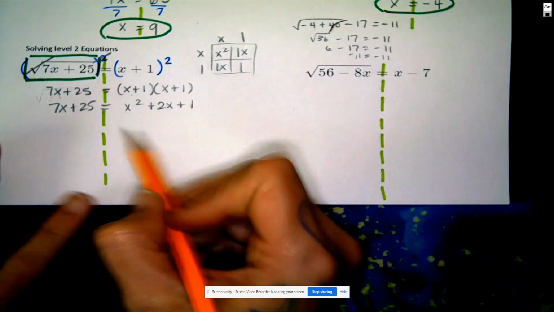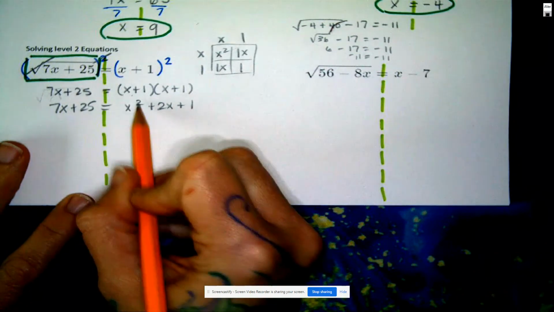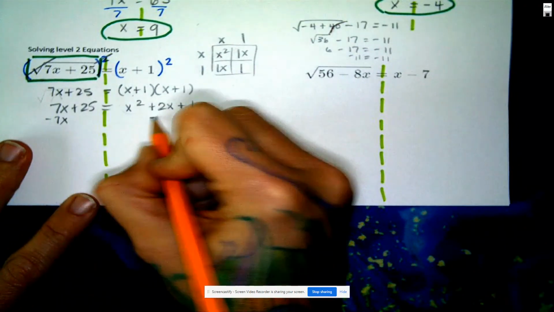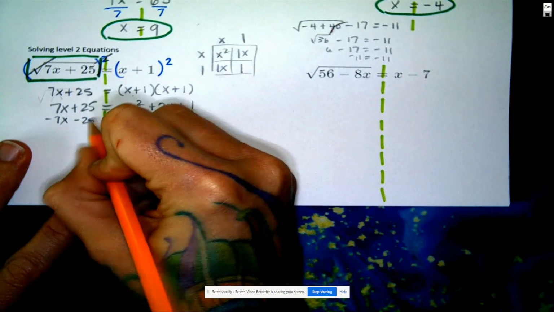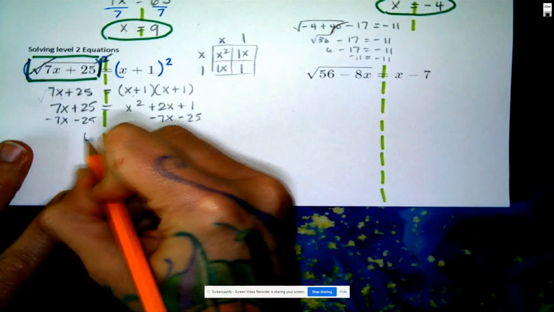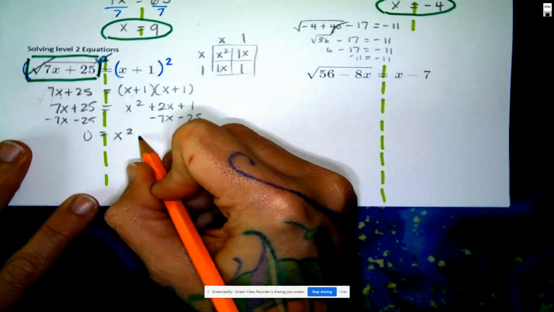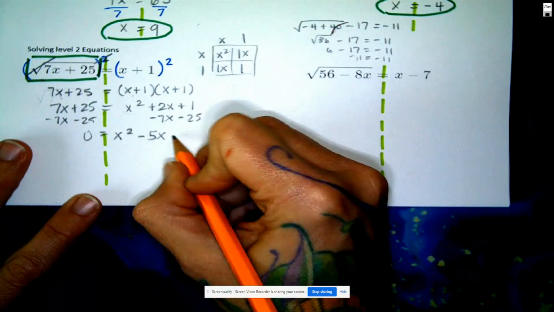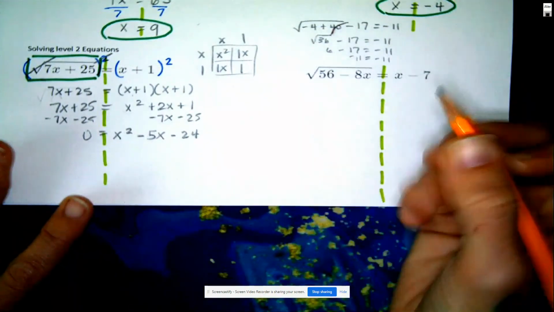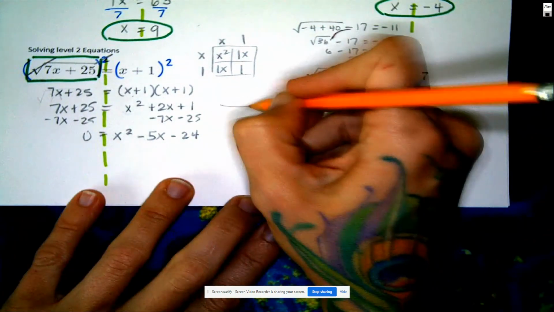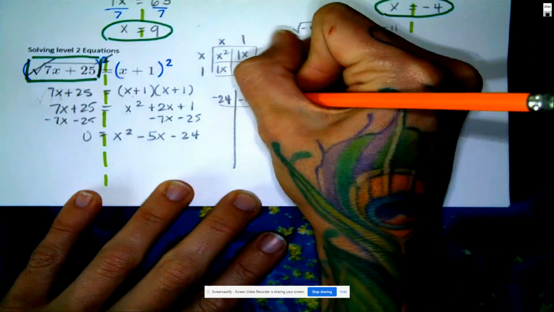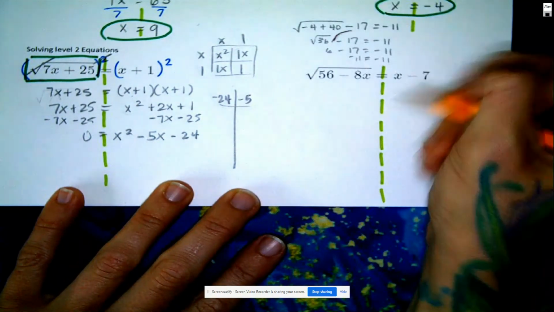All right, so we are going to move everything to this side because we like x squared to stay positive. So I'm going to subtract 7x, and I'm going to subtract 25. So now I have 0 equals x squared minus 5x, because 2 minus 7x is a negative 5, minus 24. Now we can try to factor it first because we really need to get comfortable with that. So I challenge you to write this down. So 24, and we're looking for 5. And if it doesn't work, we'll go back and do our quadratic equation.